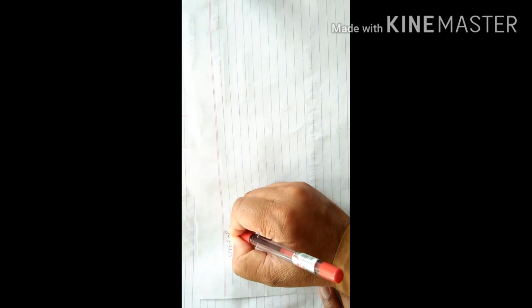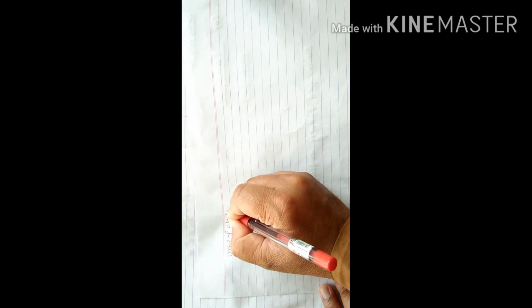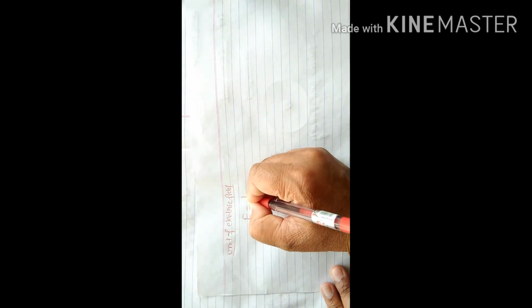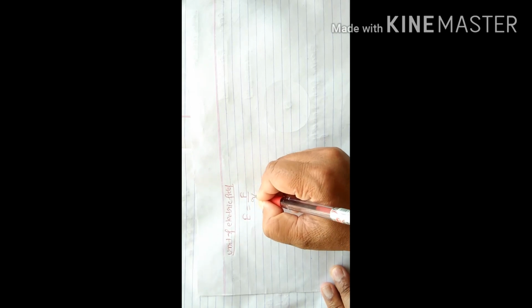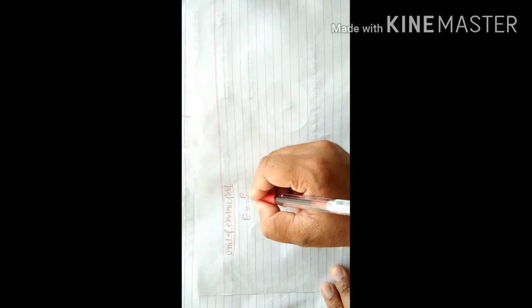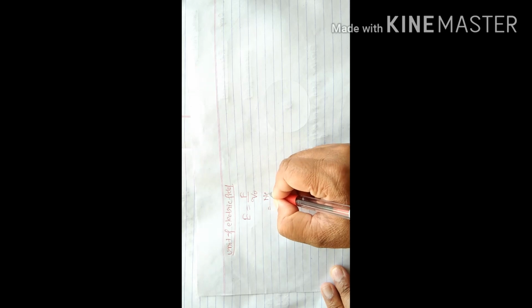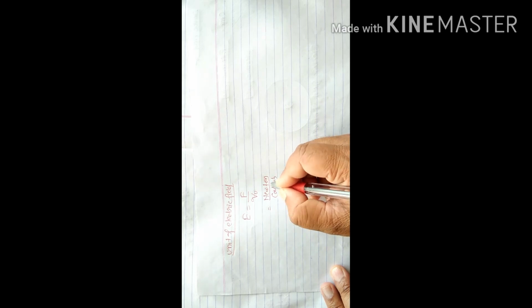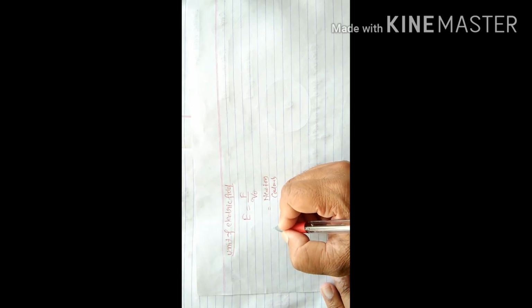So now the unit of this electric field E is equal to F upon Q naught. This force can be measured in terms of Newton, and charge can be measured in terms of Coulomb. So Newton per Coulomb will be the SI unit of electric field.